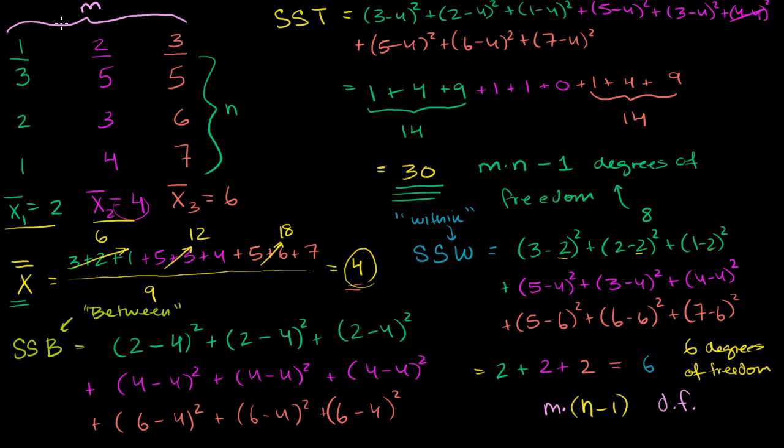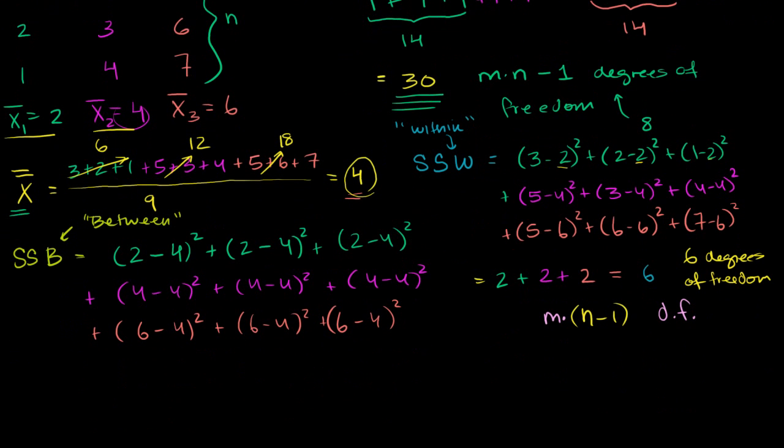So in general, if you have m groups, or if you have m means, there are m minus 1 degrees of freedom here. Let me write that. There are m minus 1 degrees of freedom. But with that said, in this case, m is 3, so we could say there's 2 degrees of freedom for this exact example.